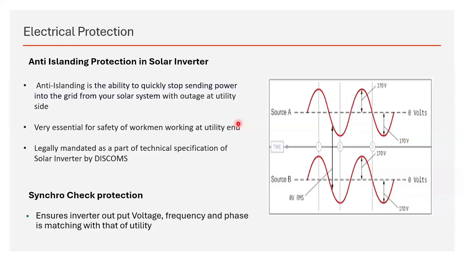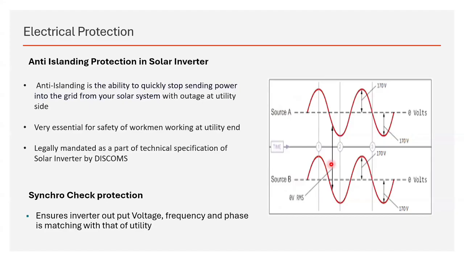As we discussed earlier, this inverter produces an AC voltage, and this has to be in phase, meaning the frequency and phase should match, and in fact the voltage also. It is single phase; normally up to 3 kilowatt we follow single phase. So the voltage, frequency and phase sequence of this incoming source, the inverter output, which we term source A, must match with that of the utility or the grid, which we term source B.